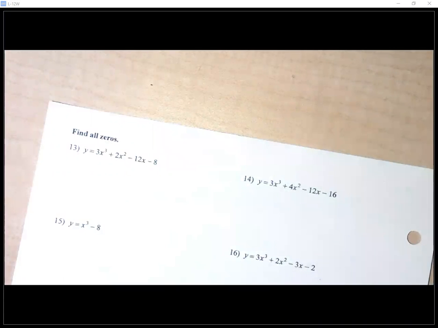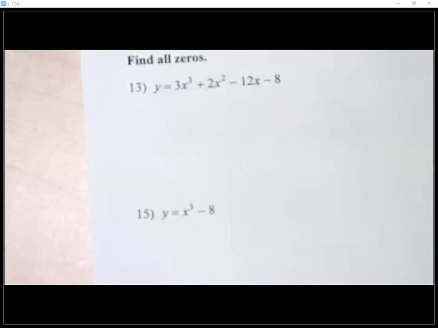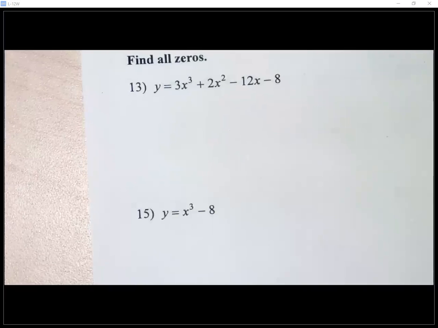Okay. So let's refresh our memory on what we are even supposed to do with some of these. Oh, that paper's not going to help me. So your directions. We'll take a look at number 13. You're supposed to find all of the zeros. So remember what that means. That means you are going to find all the places where this graph crosses the x-axis. That's ultimately what you're finding.